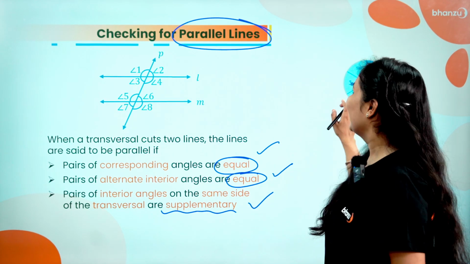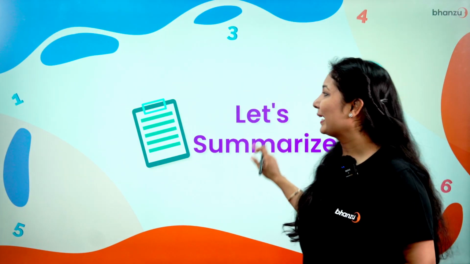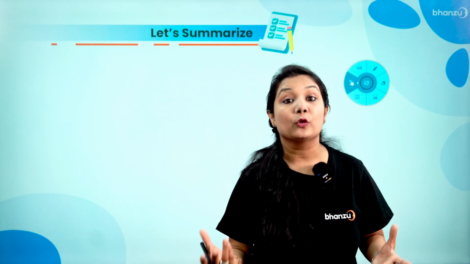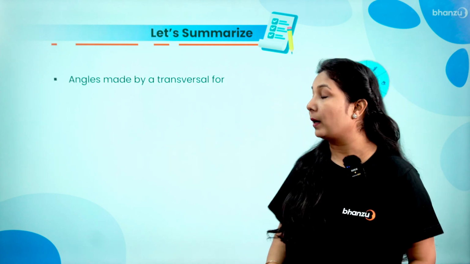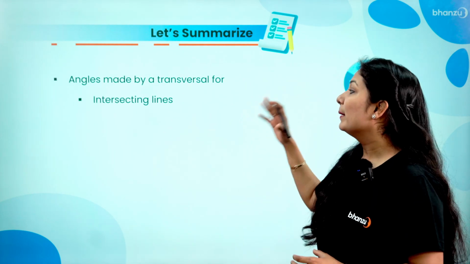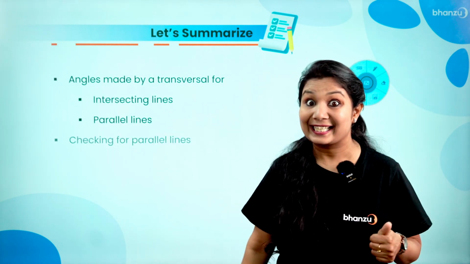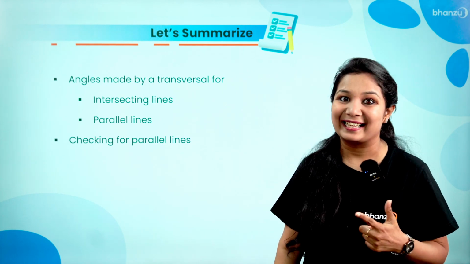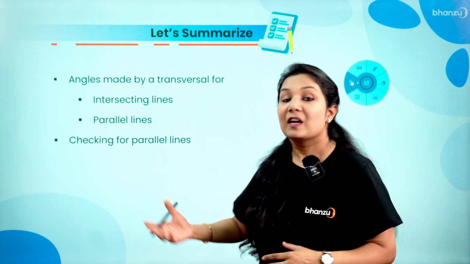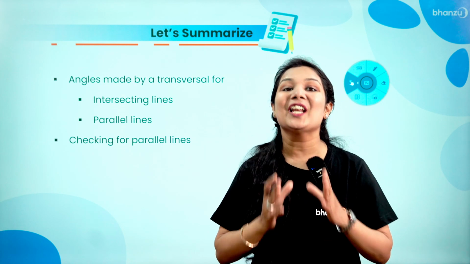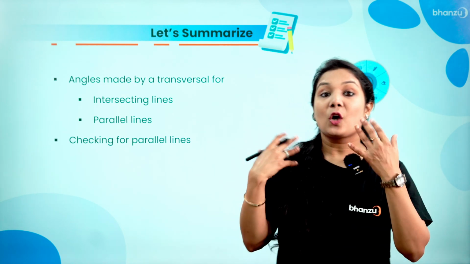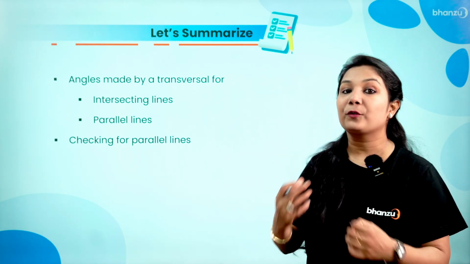Moving ahead, we are going to summarize what we did in today's session. We talked about the different angles made by a transversal for intersecting lines and also parallel lines, and how we check whether the lines are parallel or not. So this is all about angles made by a transversal.